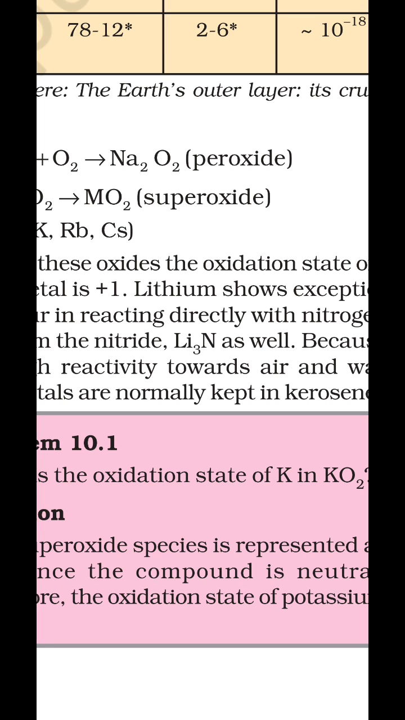Now the question arises, why are alkali metals kept in kerosene oil? Because they have big size, they have small ionization energy, and they are highly reactive. They easily react with air to form oxides and then react with moisture to form hydroxide. That's why, to stop their reactivity, they are kept in kerosene oil.